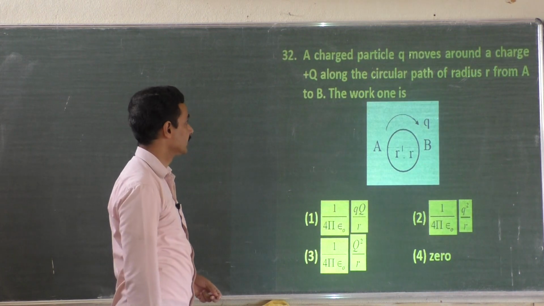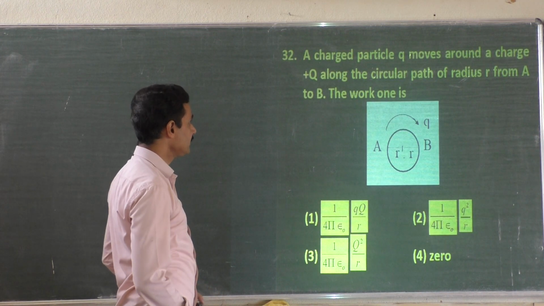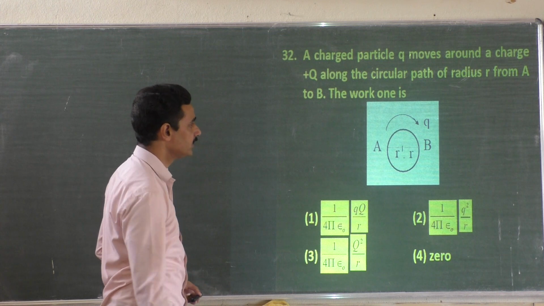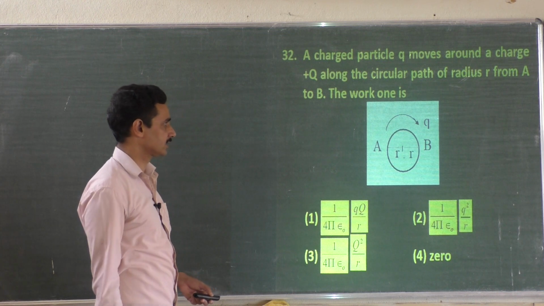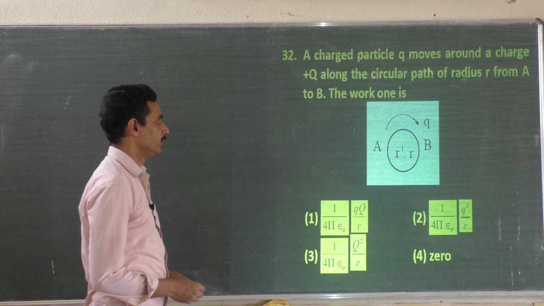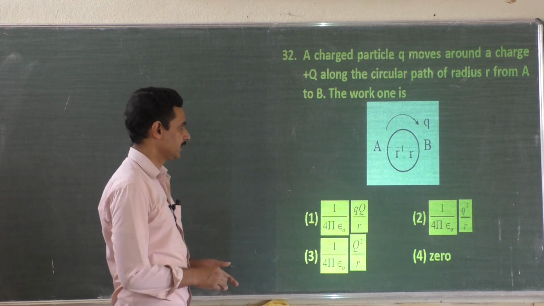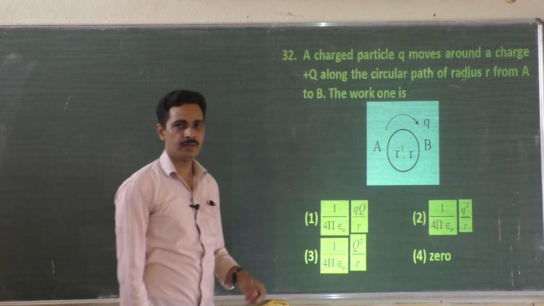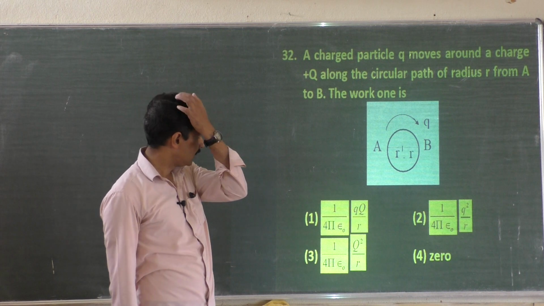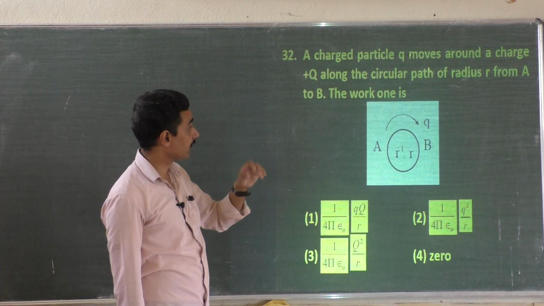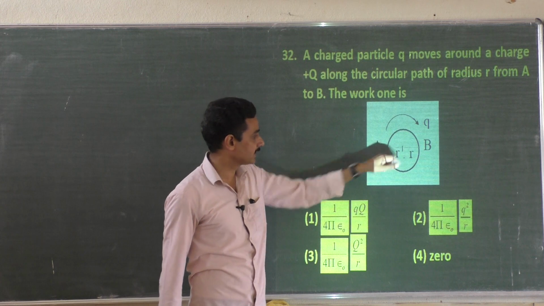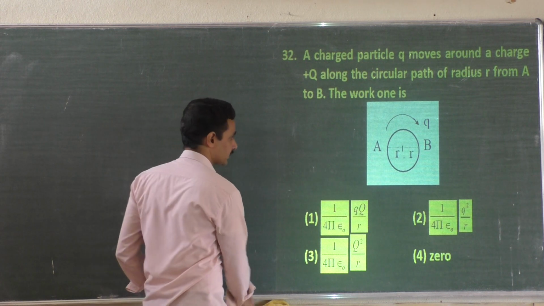The first question, that is 32nd one. A charged particle Q moves around a charge plus Q along the circular path of radius r from A to B. So here the charged particle is moving from A to B, right? So it is moving around a charge Q. So there is a plus Q here. There should be a plus Q here.